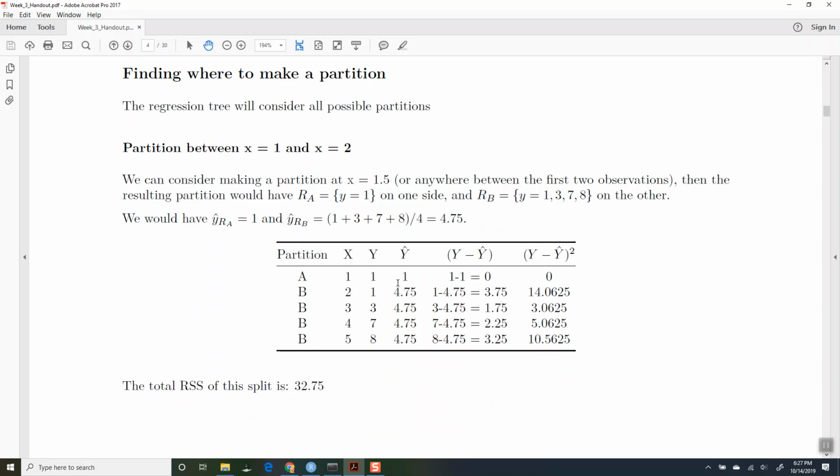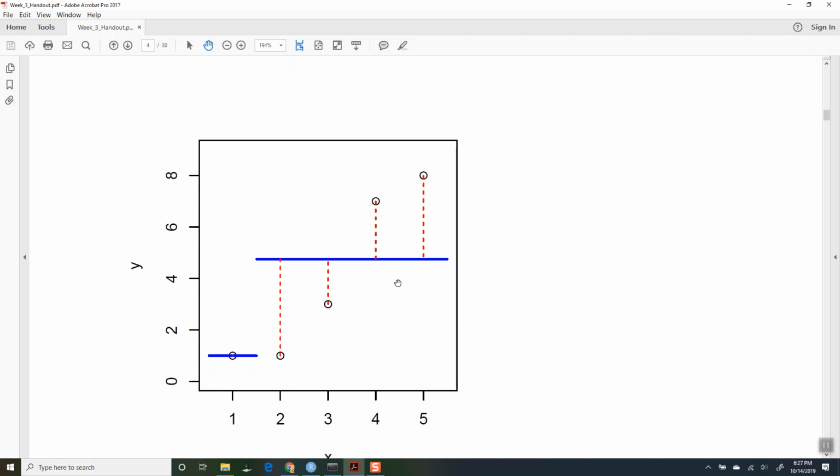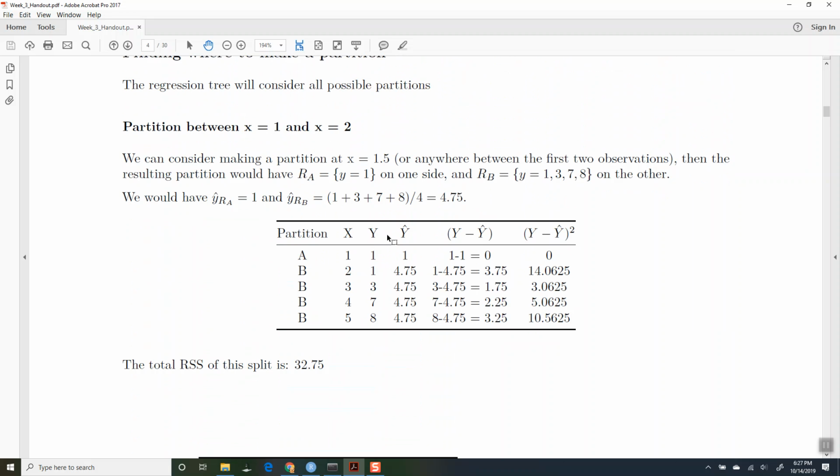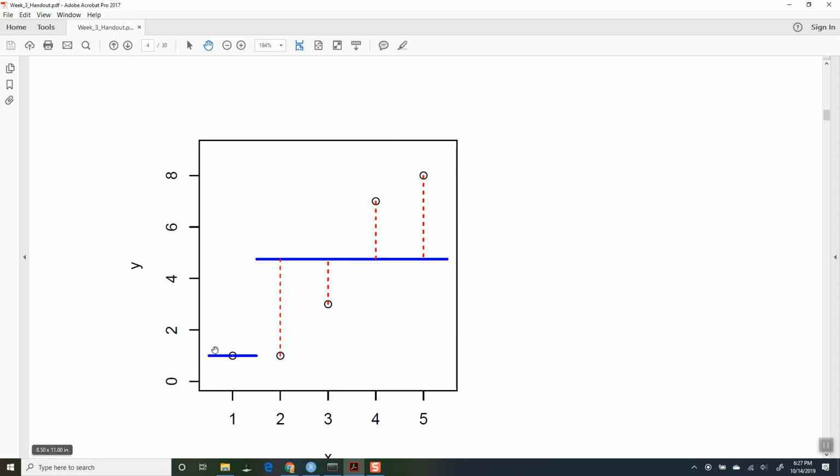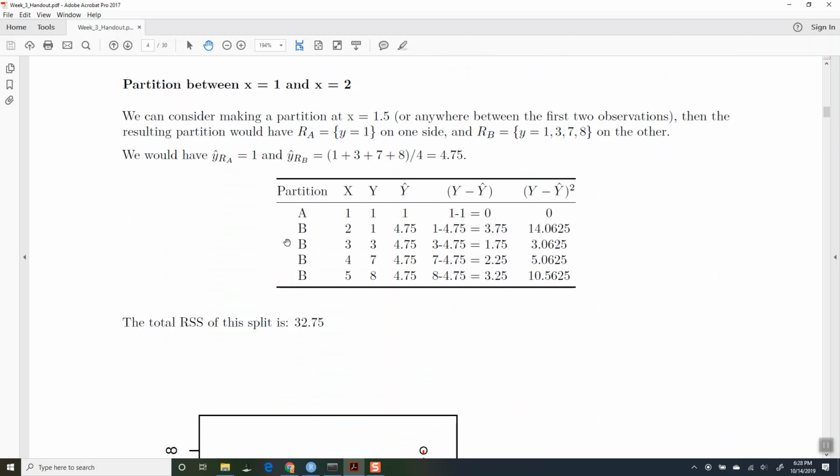Okay, so the first I'm going to consider making a split between x is 1 and x is 2, so a split at basically x of 1.5. If I make the split, now I have partition A and partition B. For values less than 1.5, I've got 1 observation, so only y is 1 is there, and therefore my y hat for this partition is 1, and I have no residual, no residual squared there. I've got 0.